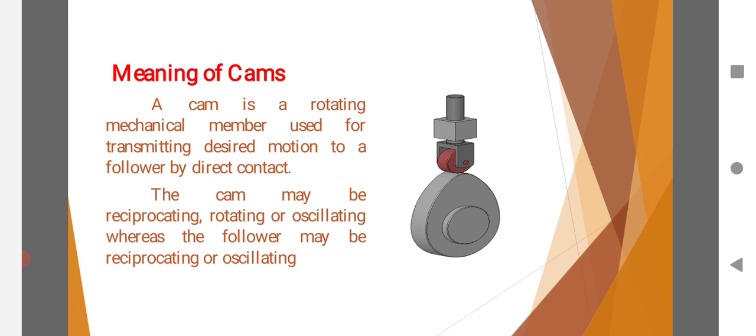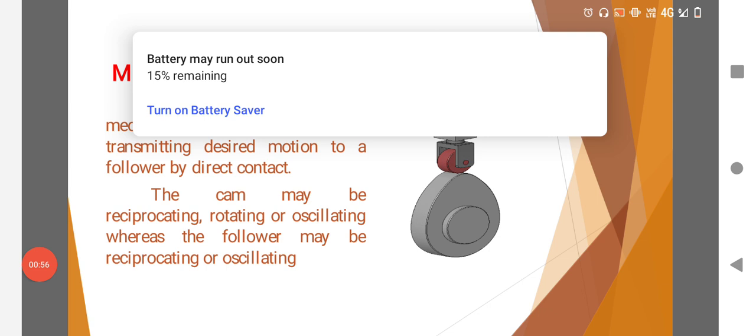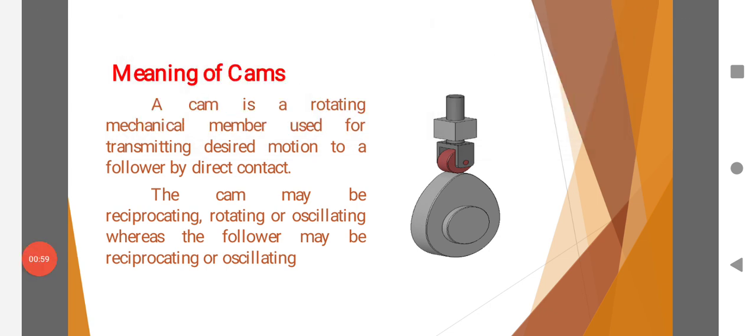A cam is nothing but a machine part that rotates and transfers motion to another part called a follower by touching it directly. The cam can move in different ways like rotating, sliding, back and forth or swinging, while the follower usually moves back and forth or swings. If you look at this picture, you will understand what a cam is.